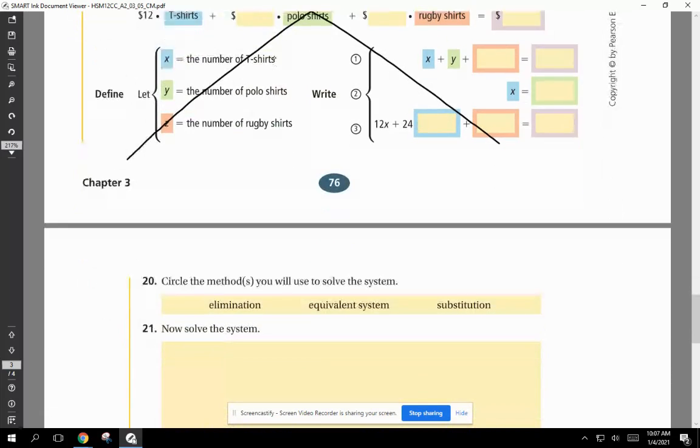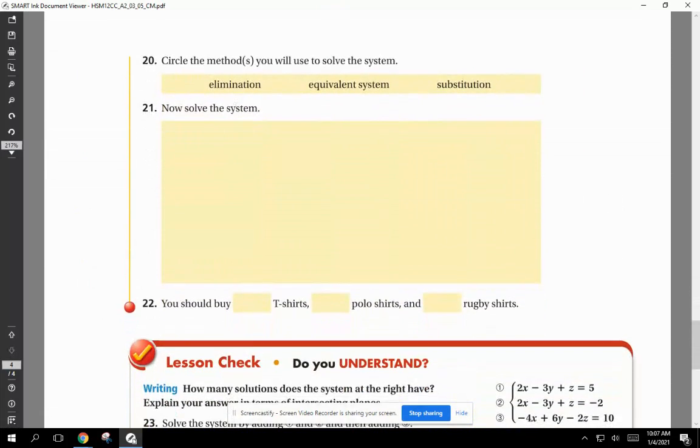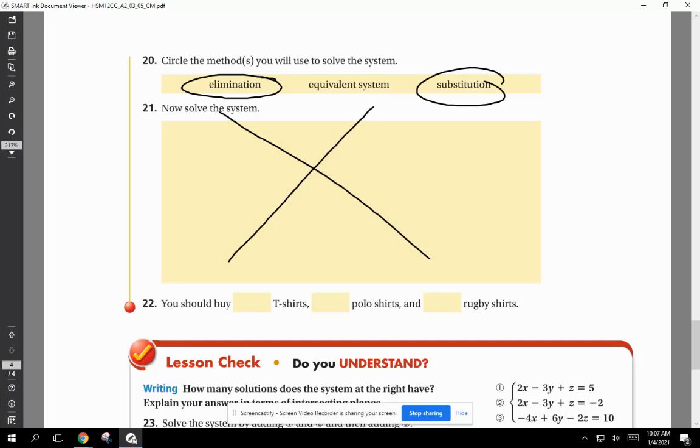Number 20, circle the method you will use to solve the system. You have two methods, elimination and substitution, here actually. That's why it's fun. If you want to solve it, you can. I'll give you the answers. Put your work in that space there. It's supposed to be 50 t-shirts and 50 polo shirts, and you get 100 rugby shirts.